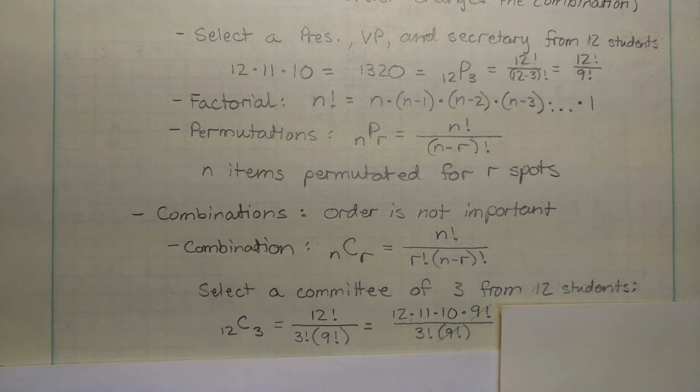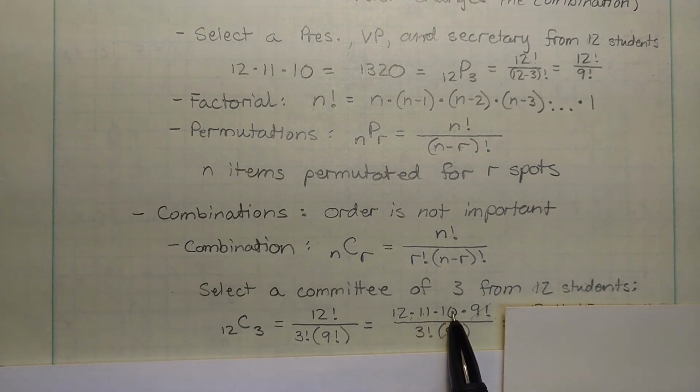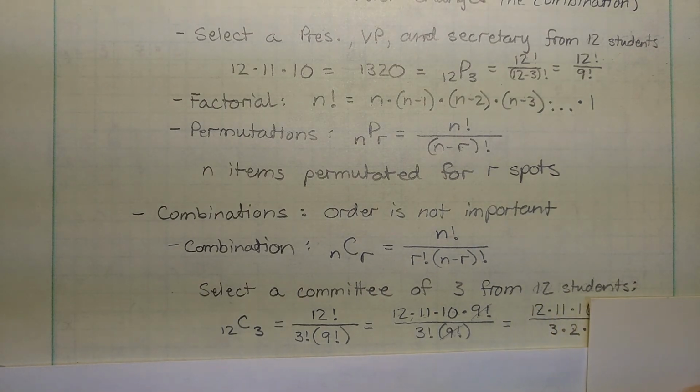I know this is going to be 12 factorial. So that's 12 times 11 times 10 times 9, and it keeps going. So I'm just going to do that. And this is 9 factorial down here, so it will cancel with this 9 factorial. But notice I still have 12 times 11 times 10 over 3 factorial. So I can write that like that.